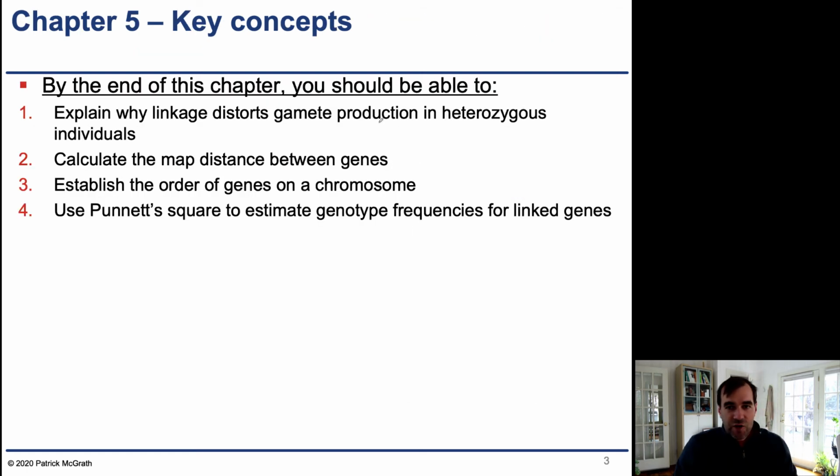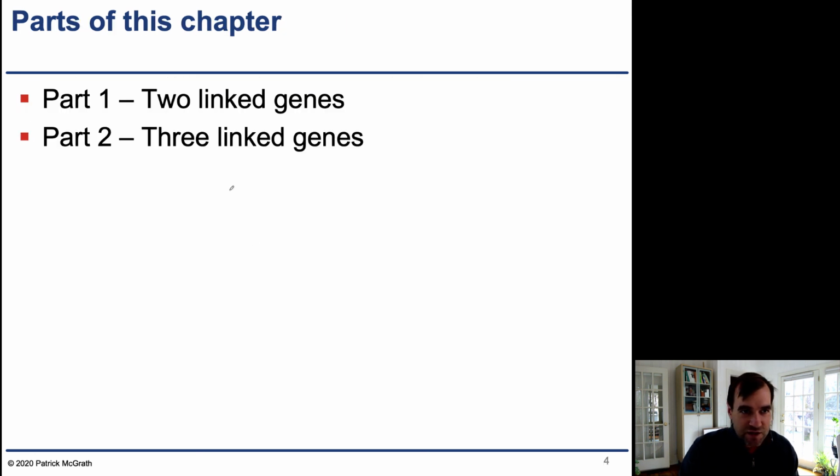By the end of this chapter, you should be able to explain why linkage distorts gamete production. Instead of all 4 gametes being equally likely to be produced, you have some gametes that are favored. From this information, you should be able to calculate a quantitative measure called the map distance. In the case of having 3 genes, you should be able to establish the order of those genes on a chromosome using information from progeny. And finally, be able to use a Punnett square to estimate genotype frequencies for linked genes.